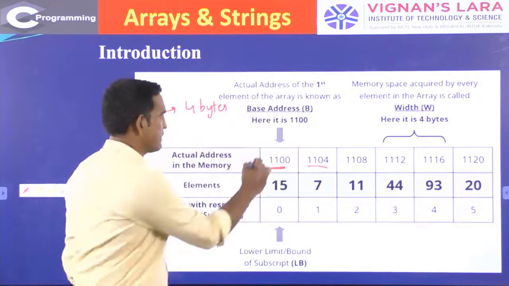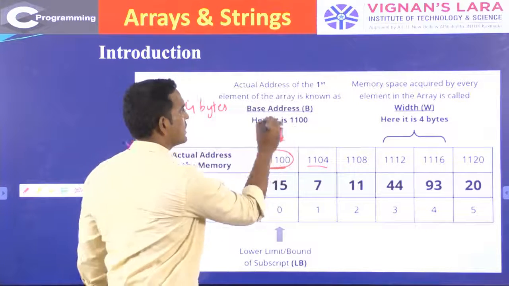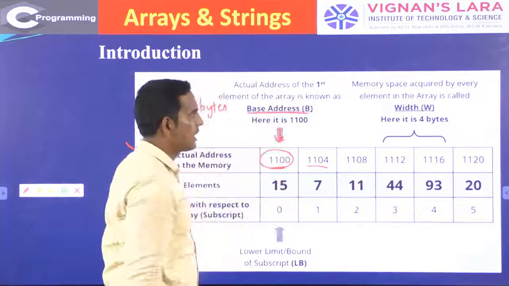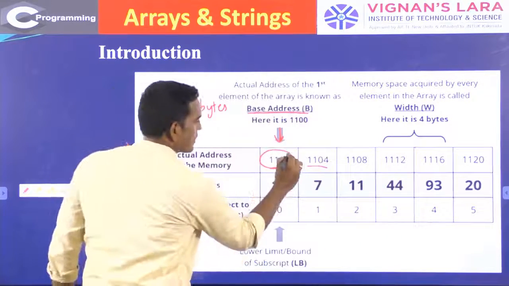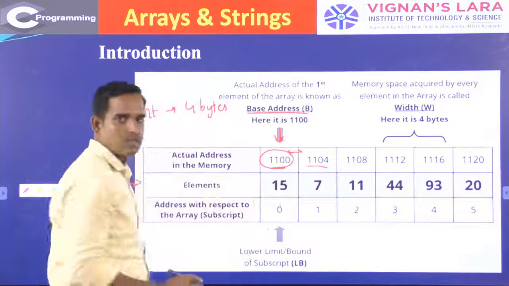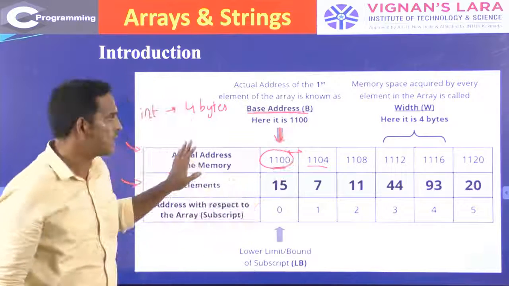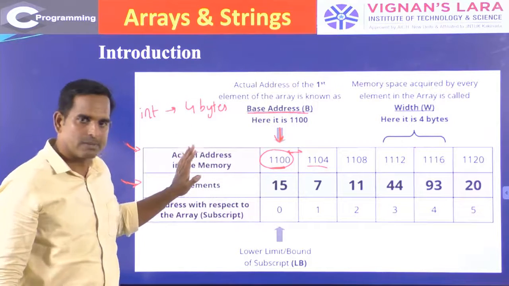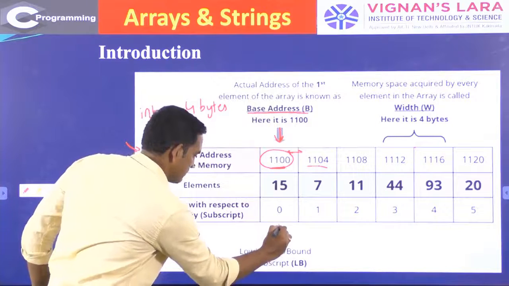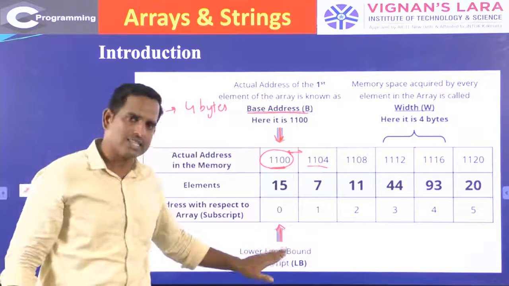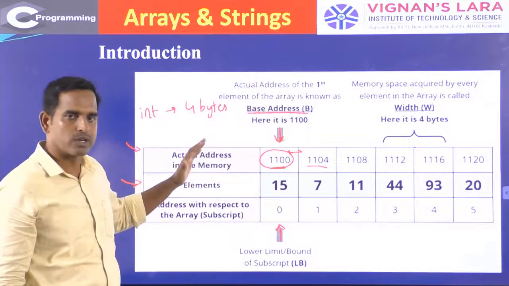So the first address of your array, we will be calling it the base address, and each and every memory location is 4 bytes, the integer space, which we will be calling the width of your array. This is a complete representation of your array, and the first subscript we will be calling the lower bound.